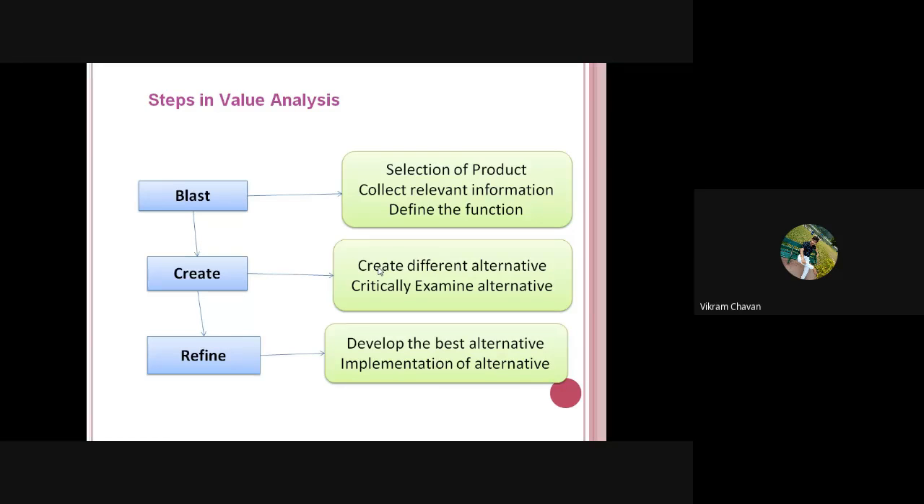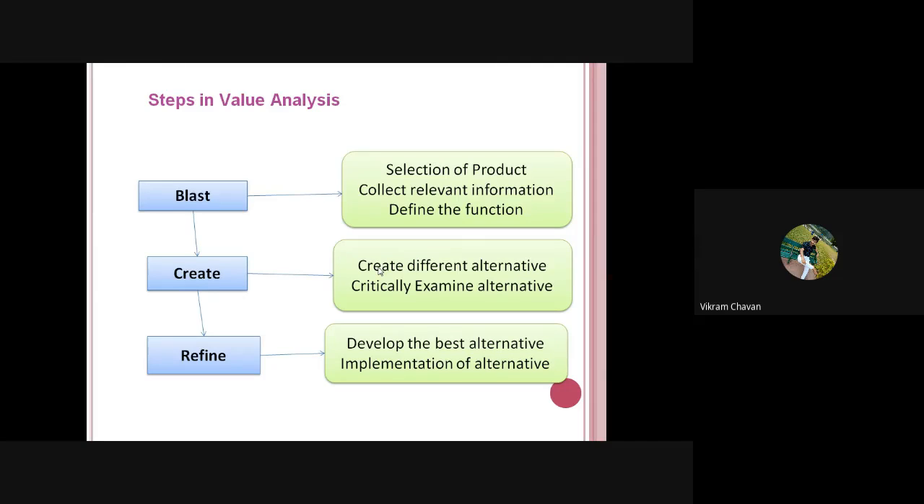Then the last step of value analysis is refine. Refine means, if you have done the critical examination and found the best alternative for the current situation, you get the answer for the replacement. Now you have to develop that alternative.